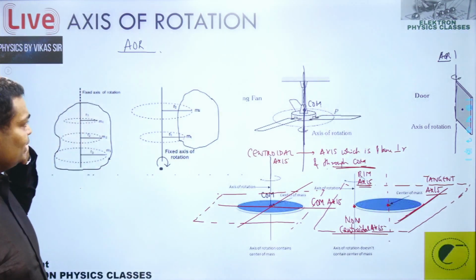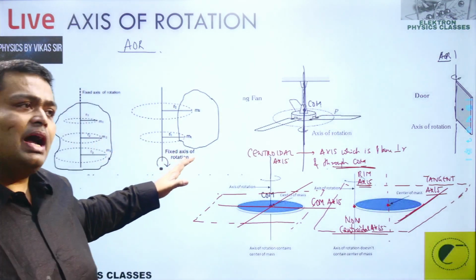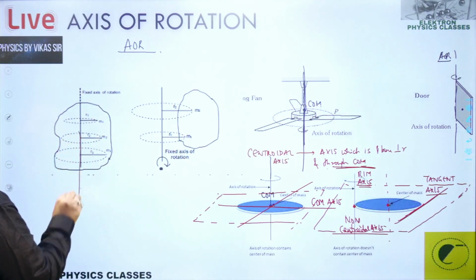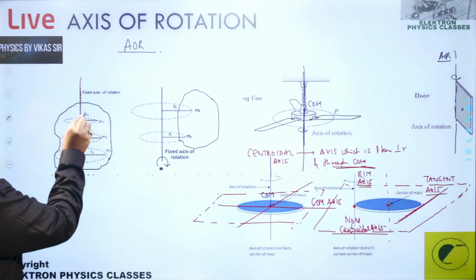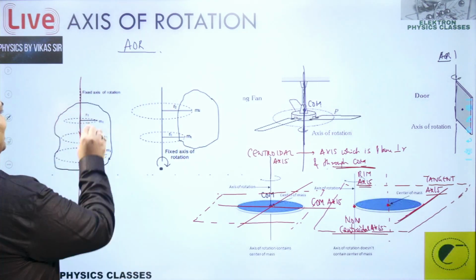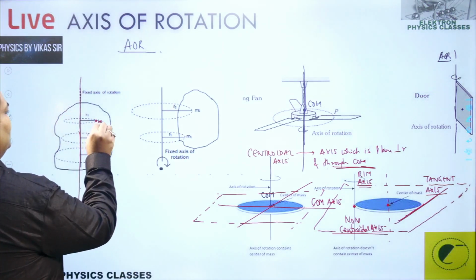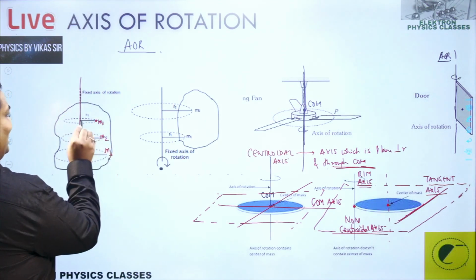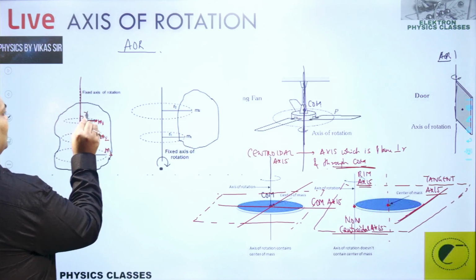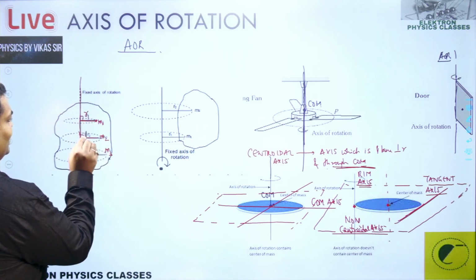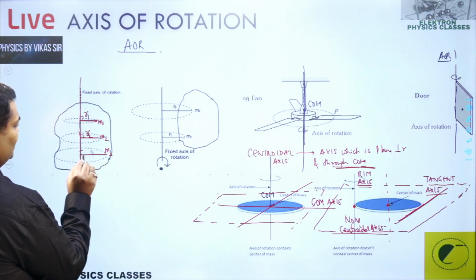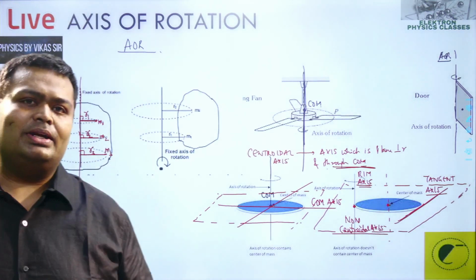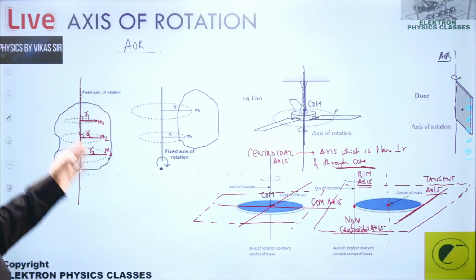You need to check the distribution of particles about the given axis. Let's assume that this is the axis, and this is a rigid body. There are particles over here: M1, M2, M3. The distance of these particles from the axis is R1, R2, R3. So all the particles are distributed in a different manner about this particular axis.